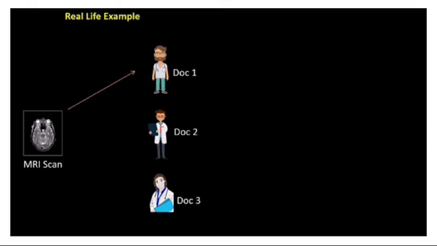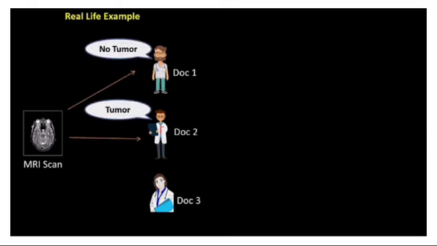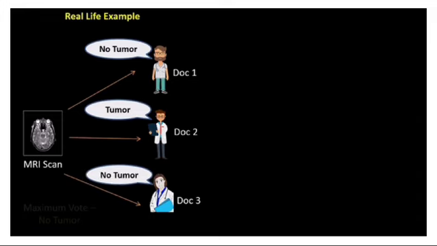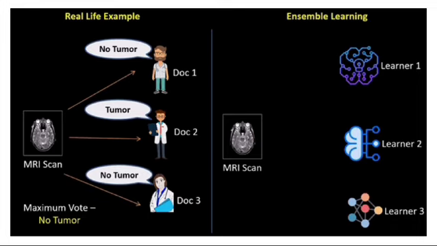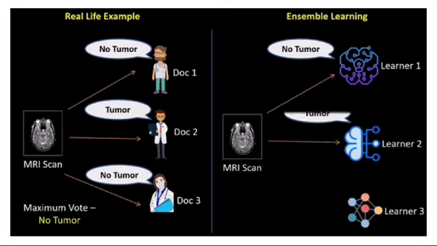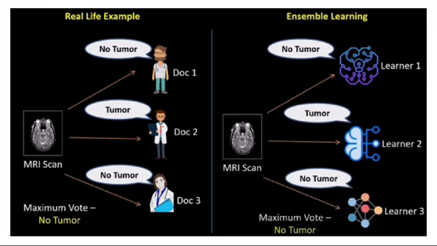Imagine you have a medical condition. You consult three doctors. One diagnoses a tumor, but two say there is no tumor. The majority vote is no tumor. Similarly, in ensemble training, three models analyze the data. One predicts a tumor, but two predict no tumor. The majority vote is no tumor.